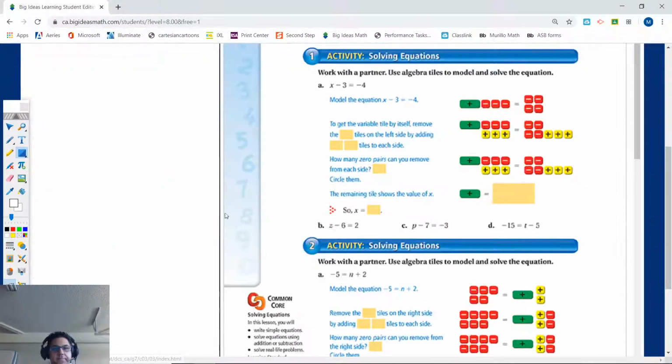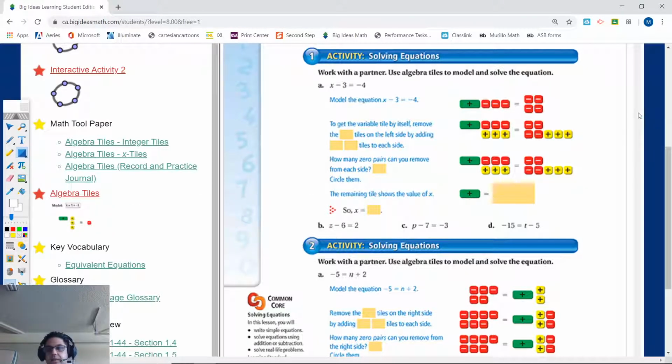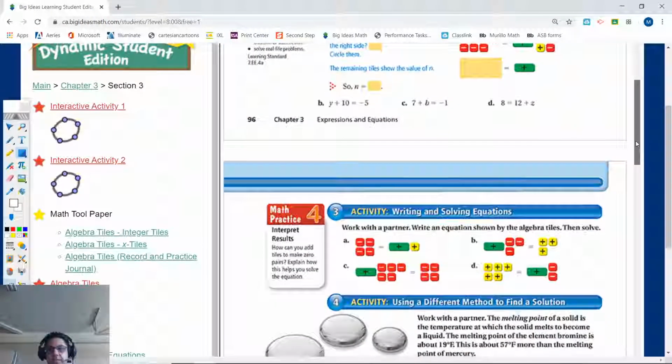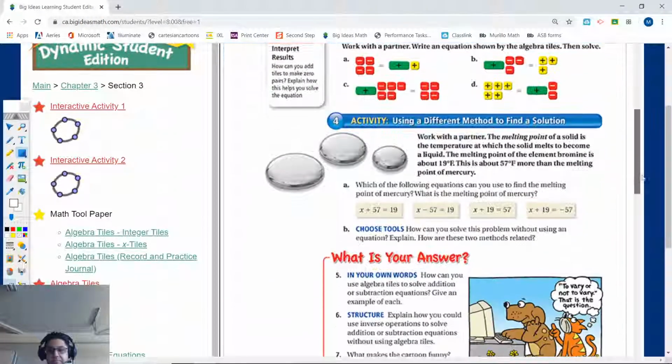So let's see. Got the activity, we'll skip that. Let's get to the actual quick notes in the textbook, then we'll do some problems together.